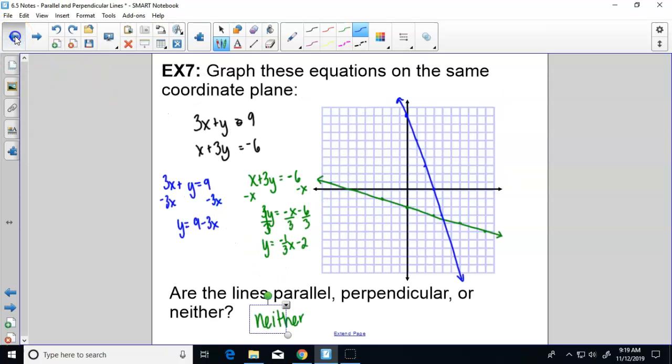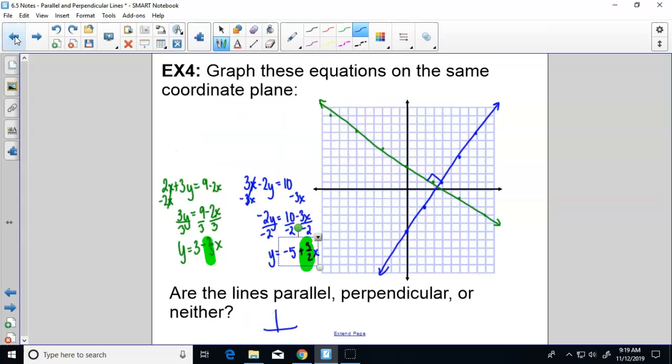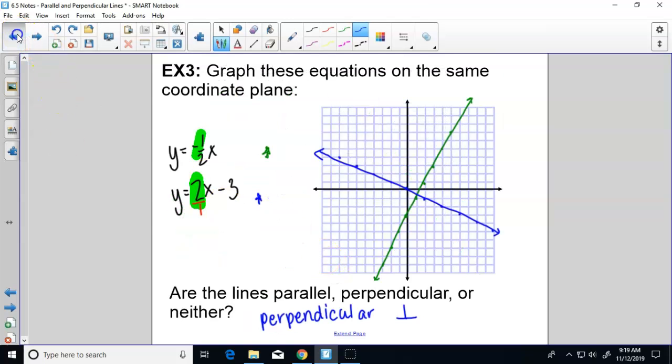So now notice these two lines, right? Oh no, not those two. Where were they?